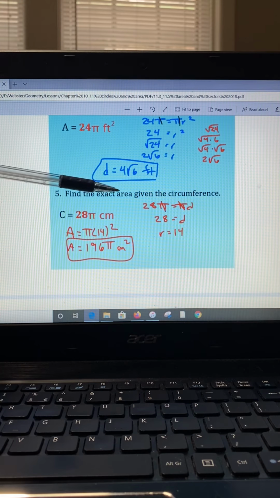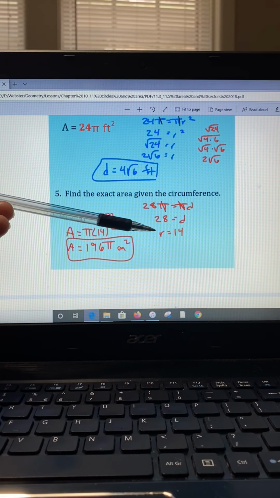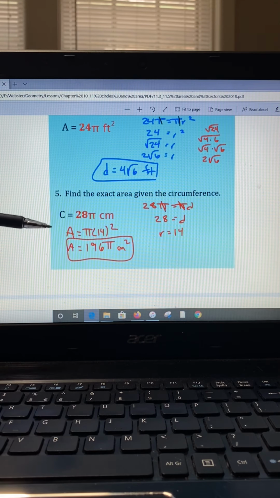Now, I want the area, which means you're going to need the radius. If diameter is 28, the radius is half of that, so 14. I then came over here. Area equals pi r squared. 14, when you square it, becomes 196. And that is the exact area.